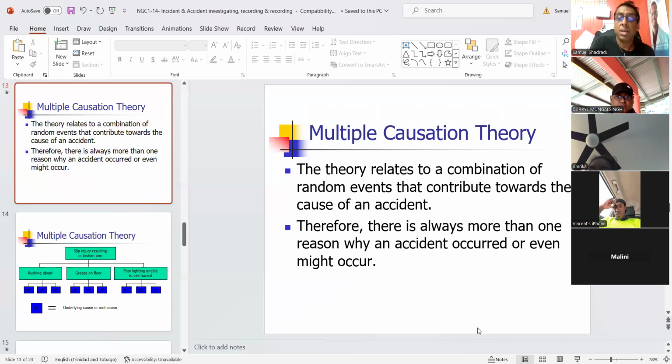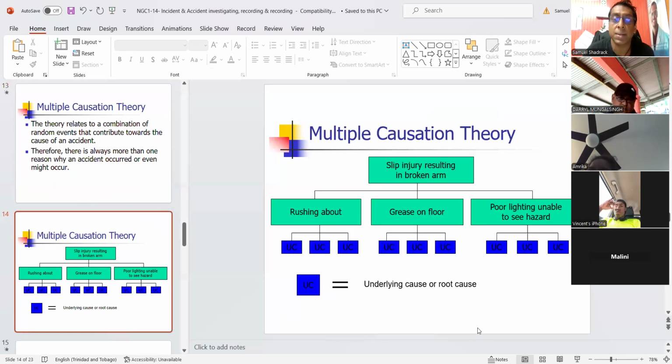Multiple causation theory: the theory relates to a combination of random events that contribute towards the cause of an accident. Therefore, there is always more than one reason why an accident occurred or even might occur.